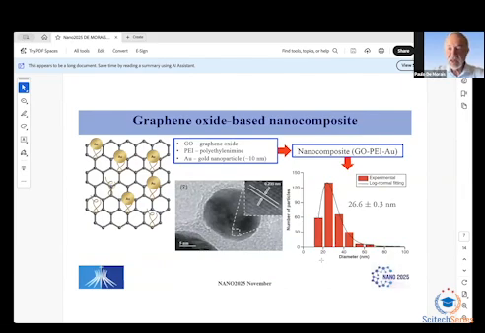Now we want to combine the radiofrequency therapy with a nanocomposite. This slide describes what the nanocomposite is. The nanocomposite here is based on graphene oxide. On top of the graphene oxide, we deposit some gold nanoparticles, about 10 nanometers in size, and we coat the system with a polymer, which is polyethylenimine. So it's covered.